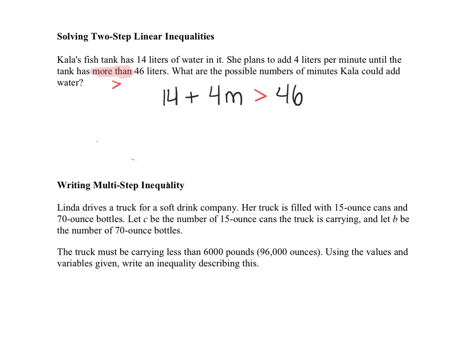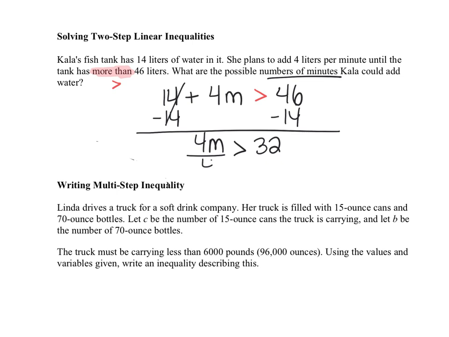So it's a two-step linear inequality. This is our inequality. Now we have to solve it because they want to know the number of minutes Kayla could add the water. So we're going to solve this like we would any two-step linear inequality. We're going to subtract the number 14 from both sides so I can get my numbers onto one side. So then I have 4m greater than 32. Then I'm going to divide by 4, and I get a final answer of m greater than 8. So as long as m is greater than 8 minutes, that is when they could add the water.